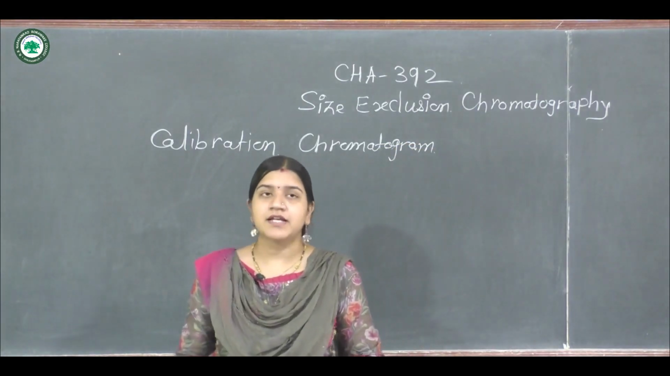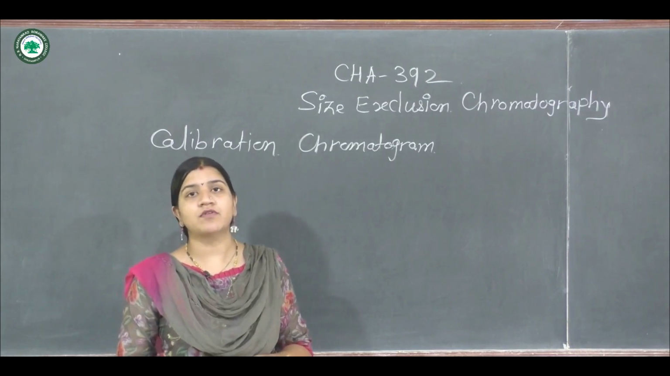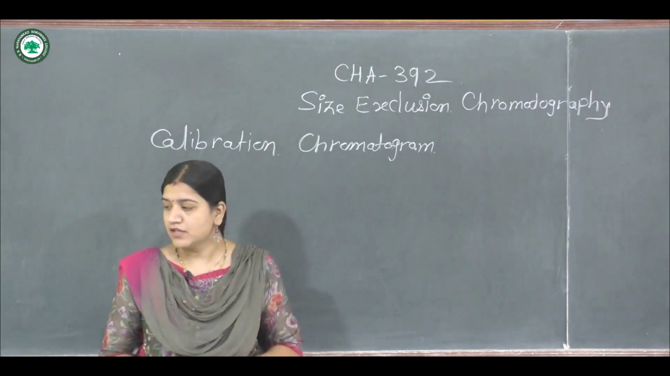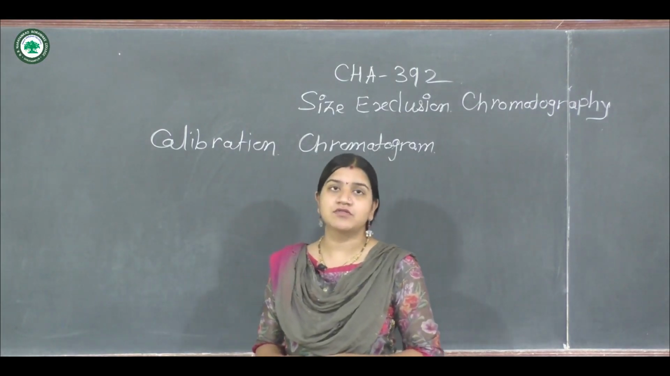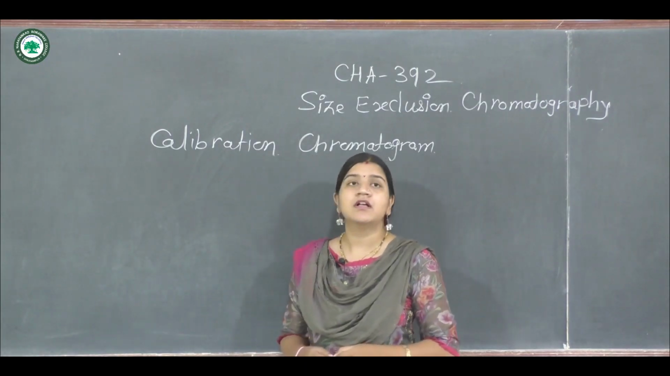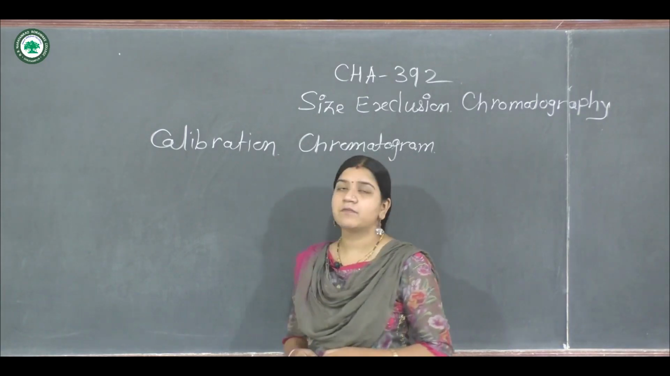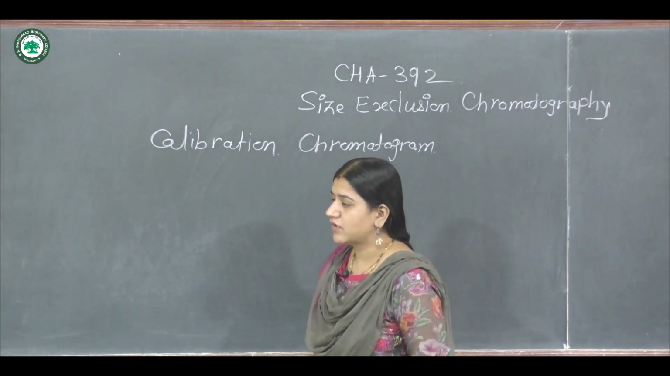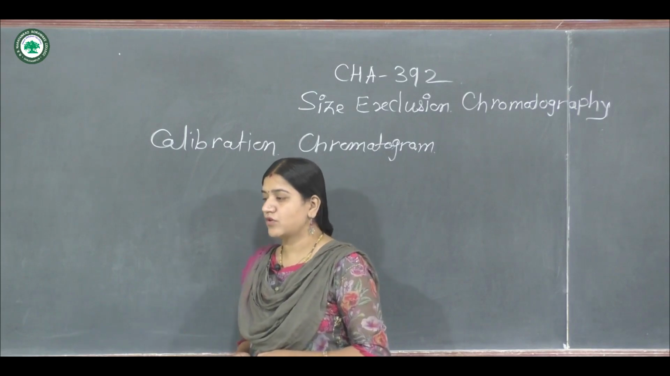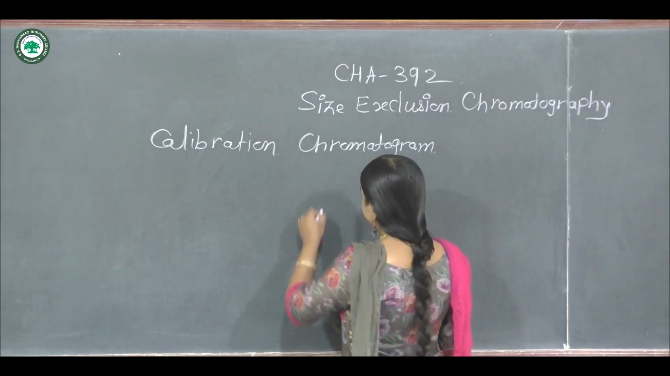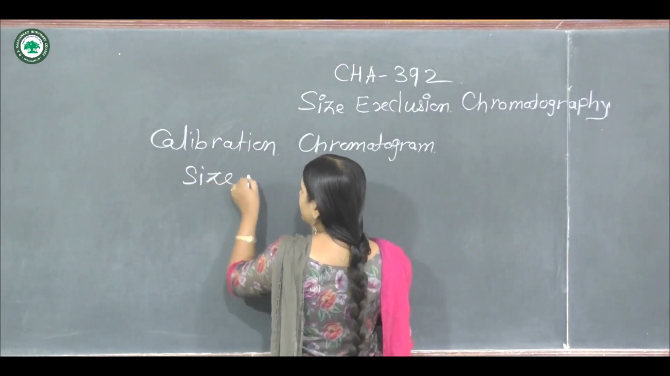So here in size exclusion chromatography, the time required for the development of a chromatogram is known as the breakthrough time. The column used in size exclusion chromatography is basically a porous column, and the column can be calibrated by using a test mixture of compounds according to the type of compound that you want to separate. So, the calibration chromatogram in case of size exclusion chromatography.